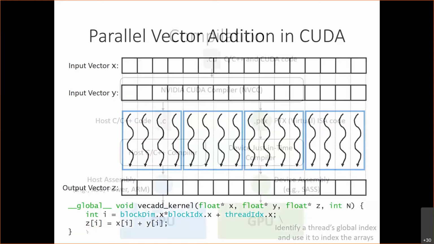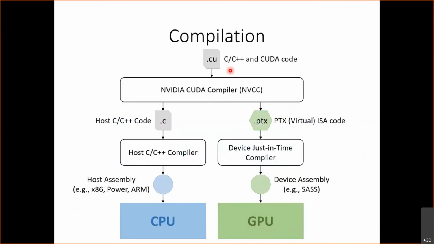For compilation, CUDA code is compiled using the NVIDIA CUDA compiler, NVCC, which separates out the host code, the CPU code to run on the CPU, and the GPU code to run on the GPU, and it takes care of that separation for us. So we can write CPU code and GPU code in the same file, and the CUDA compiler takes care of separating those, calling the host compiler to compile for the CPU. Then when we run, the PTX code generated by the CUDA compiler will invoke a just-in-time compiler that will compile to the device assembly so that code can run on the GPU.